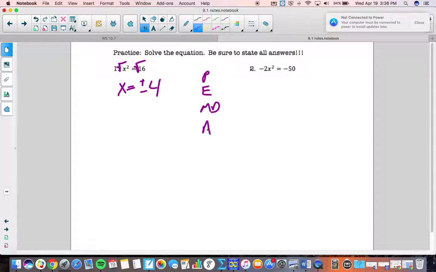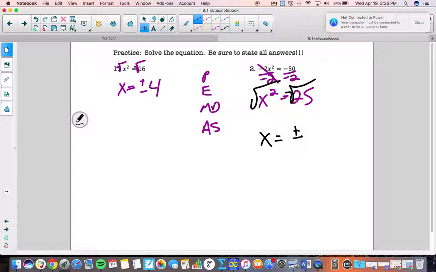So we have to undo addition and subtraction first, which there is none. Next we have to undo multiplication or division, so we'll divide by -2. And we get x squared equals 25. So now we just square root that. So x equals plus or minus 5.